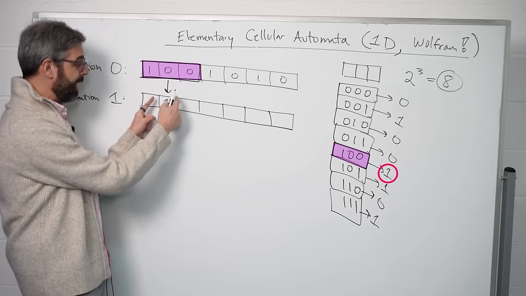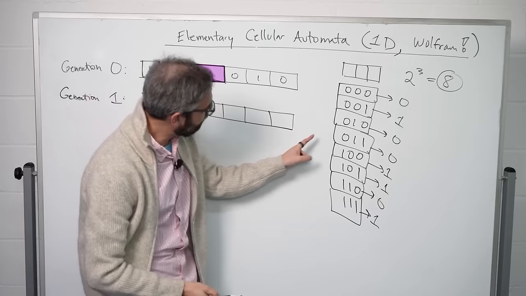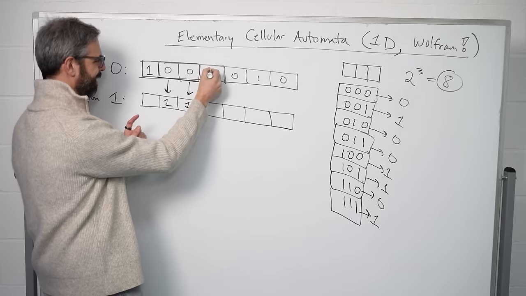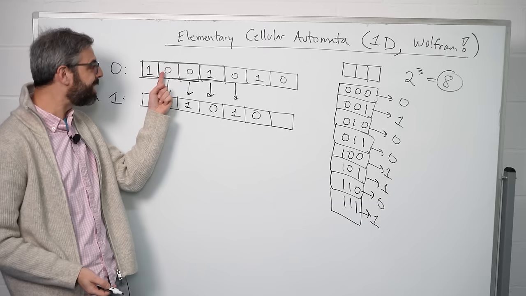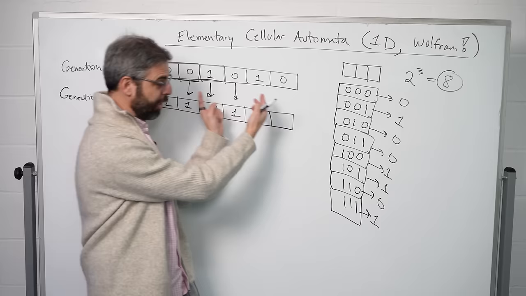Okay, let's look at 001. 1. And I don't know why I'm drawing some ones like this and some ones like that. It's confusing. 010. 101, 010. So for any given cell, looking at its state along with its left neighbor and its right neighbor state yields the result defined by the rule set.